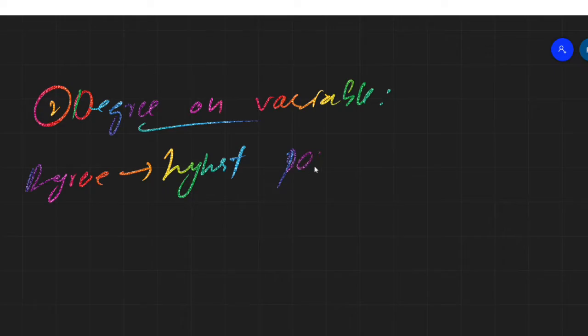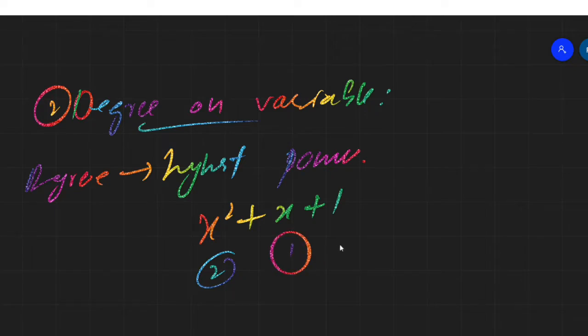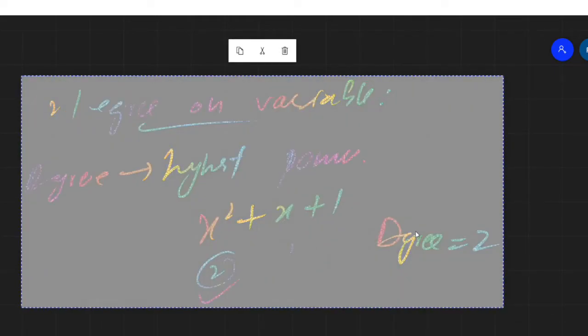The highest power is called the degree. For example, x square plus x plus 1. Here we see 2 is a power, here we see 1 is a power, and here we don't have any power, it is 0. Now the highest among all the powers is 2 here, so the degree is 2. So degree is nothing but the highest power.